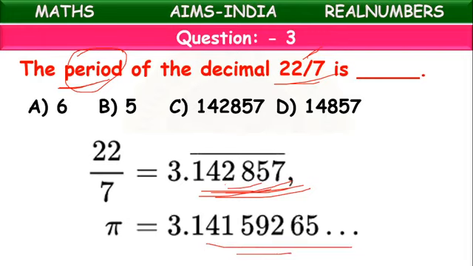This is pi value. Pi is different. 22 by 7 is different. Both are different values. They are asking the period of 22 by 7. So you have to see the actual value of 22 by 7. So what decimals are repeating? 142857. So C option is the right answer.